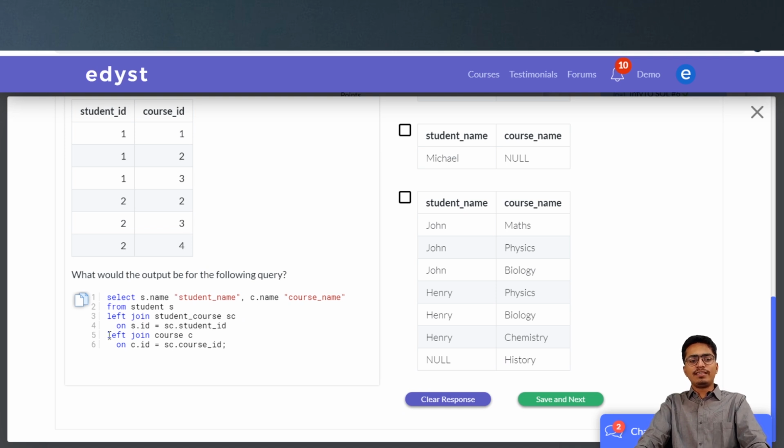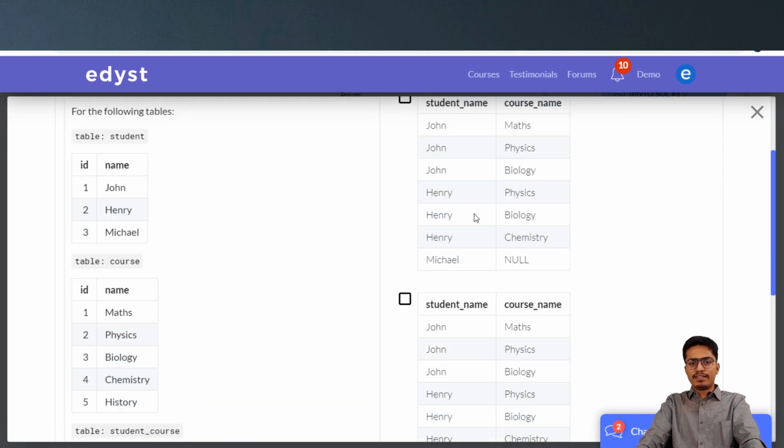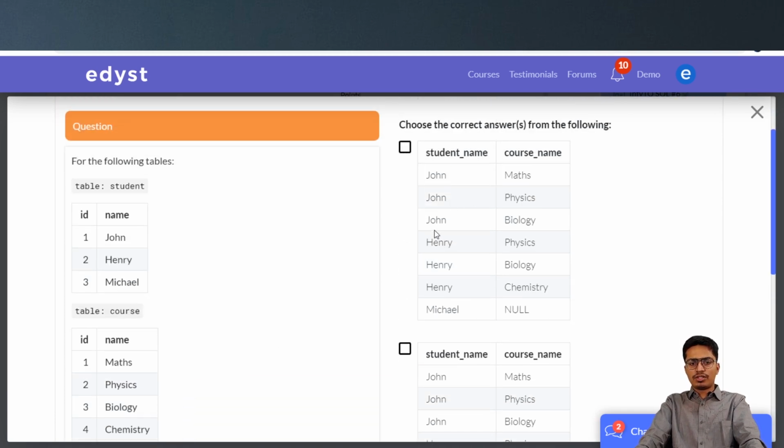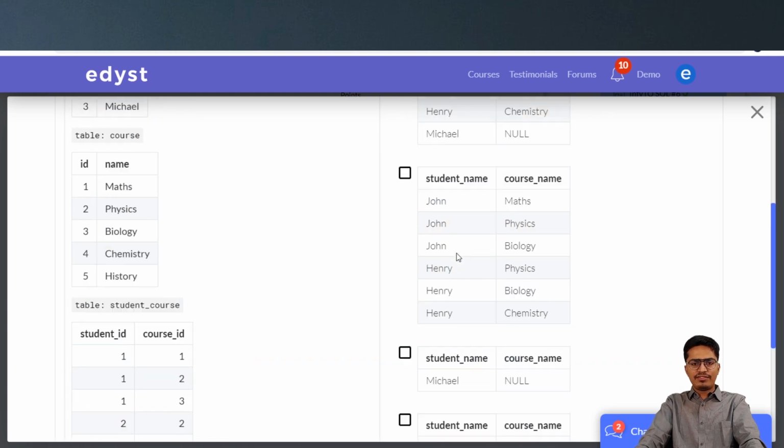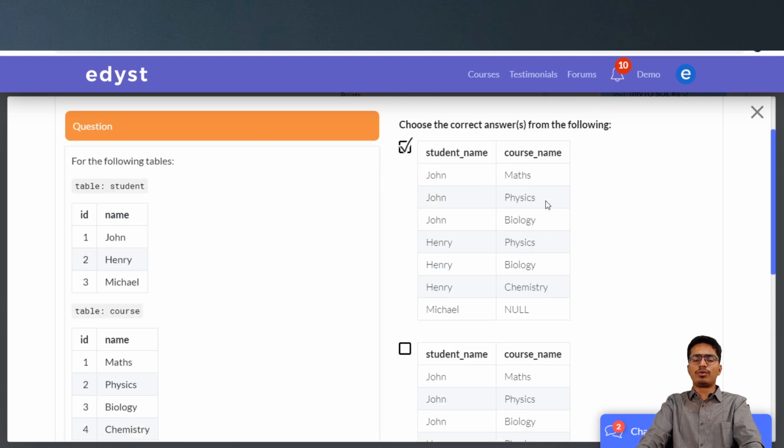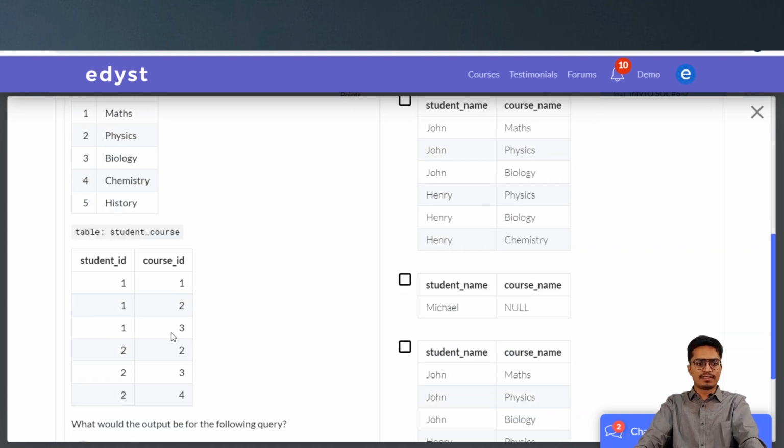Now in that, you're trying to join course once again. So if you have 2 left joins one after the other, what you can be sure of is that all the rows in student are going to be present. So if you take a quick look here, we know that John, John, John, Henry, Henry, Henry is going to be there, and Michael null is going to be there. The second left join is just going to fill in the values for the course name. So this is clearly one of the answers.